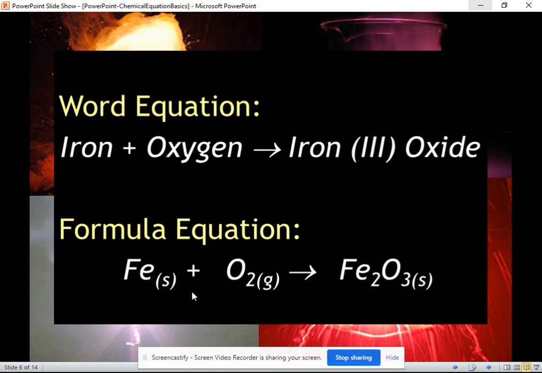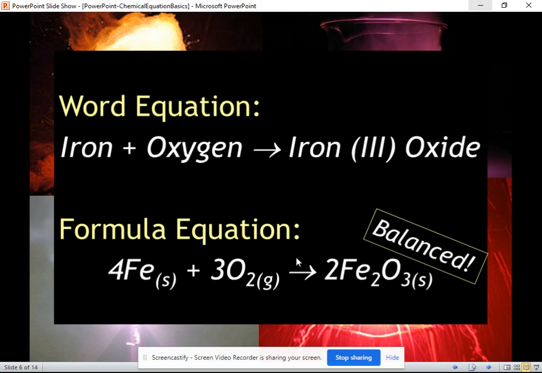Now, when you look at it down here, there's a couple things. You'll see this information here in parentheses. Those represent states of matter. S is solid, G is gas. So the iron is in its solid form. The oxygen is in its gas form, and iron 3 oxide is rust in its solid form. We'll get to a little bit more about those meanings in a little bit.